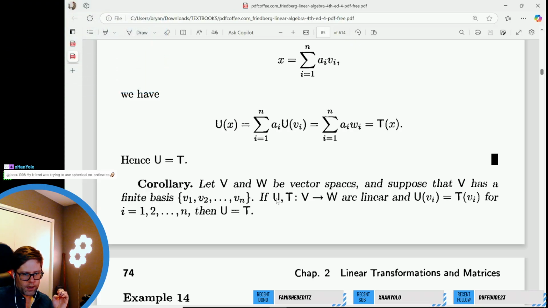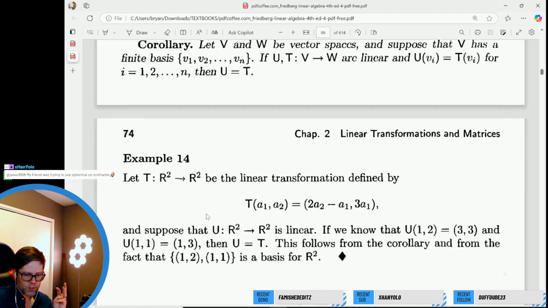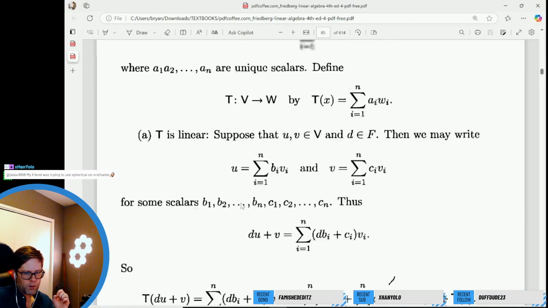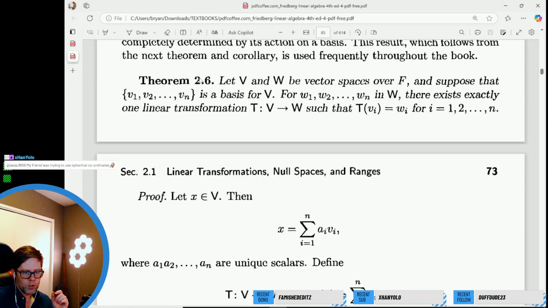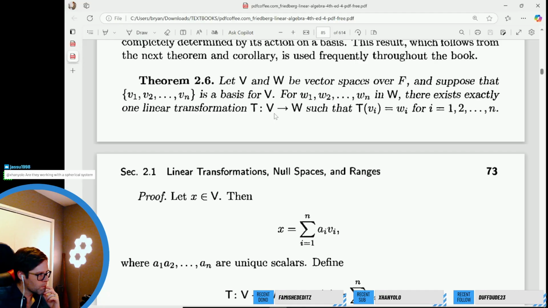Yeah, and this is just saying, if 2 transformations agree on basis vectors, they're the same transformation, but that's not exciting. So I really think we're just appealing to theorem 2.6, right? That if I have a basis in the first space, I know that I have a unique linear transformation.